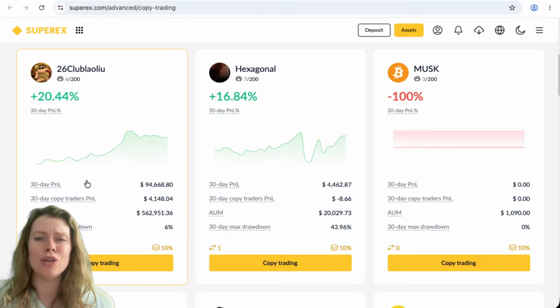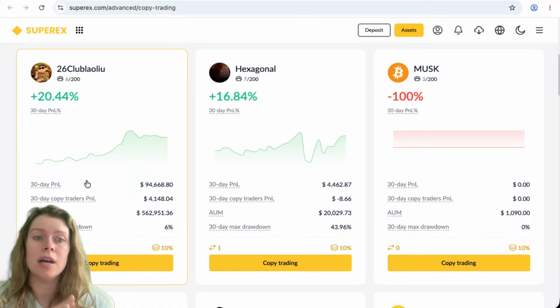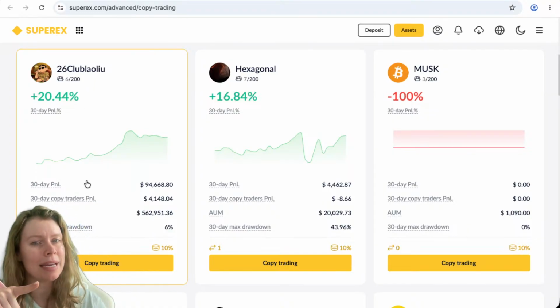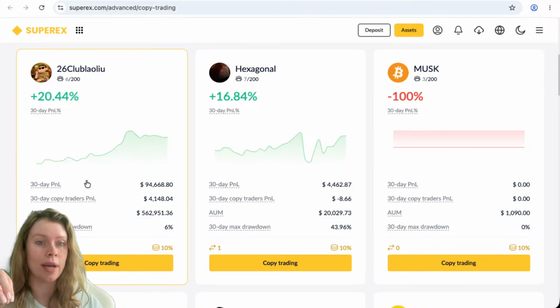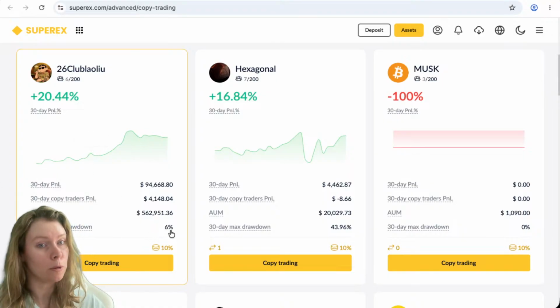Drawdowns tell you the biggest drop from a peak to a trough. A trader can have plus 200% P&L, but if their drawdown is 70%, it means they almost blew up at some point. So always check the drawdown, okay? This is super important. This person's at 6%. That's a pretty good one.